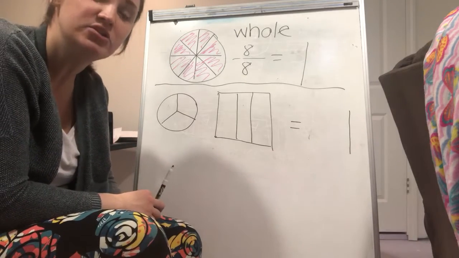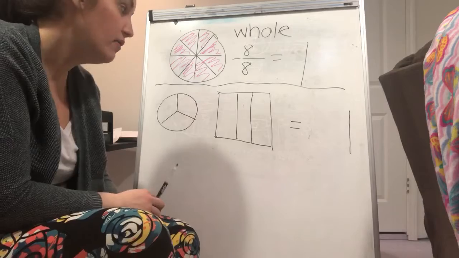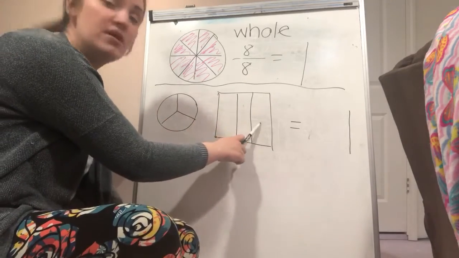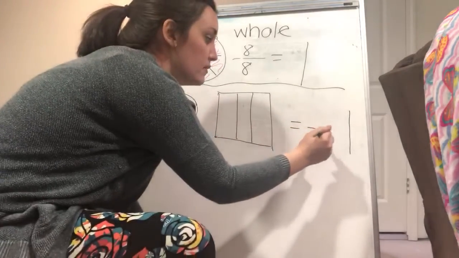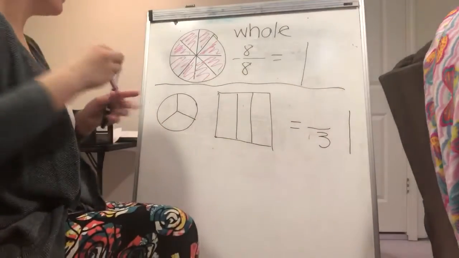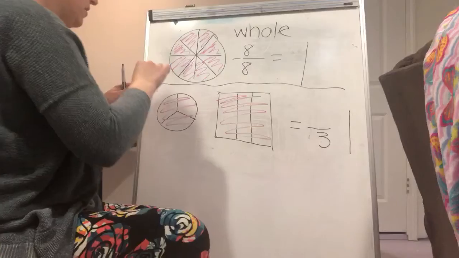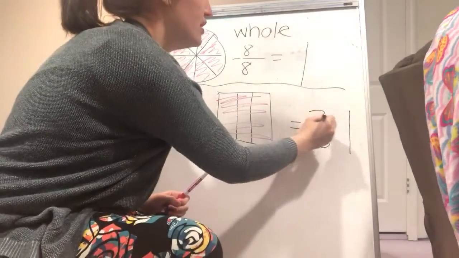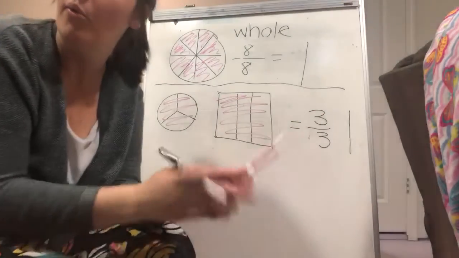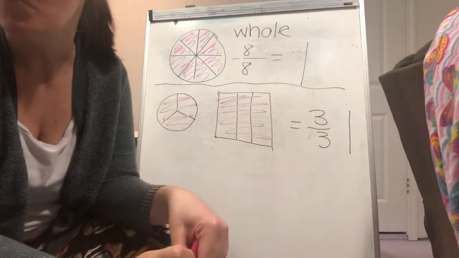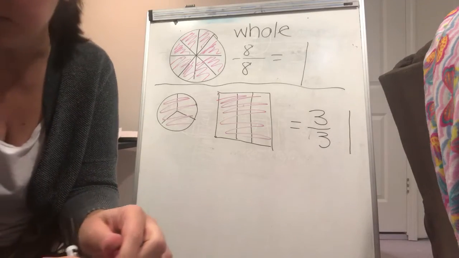What's the fraction? Well, I have 1, 2, 3. So if I do all of it, I have 3 out of 3, the whole thing. So that is what we're talking about when we're talking about wholes.